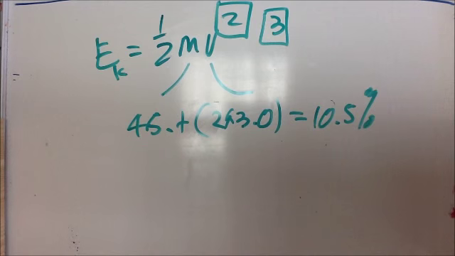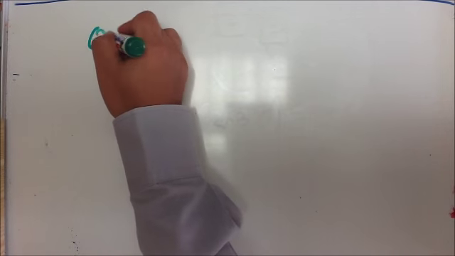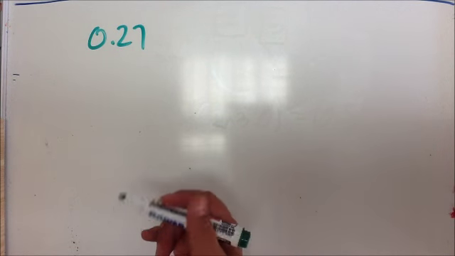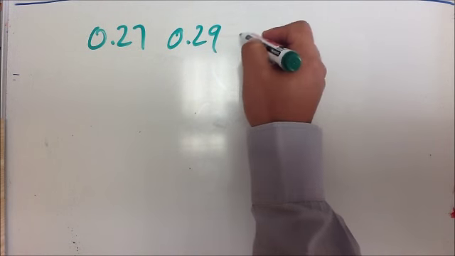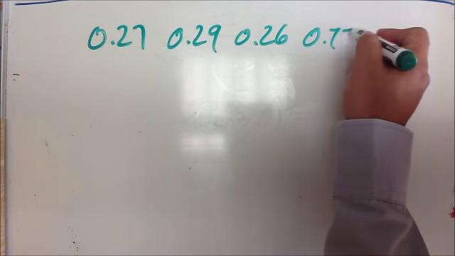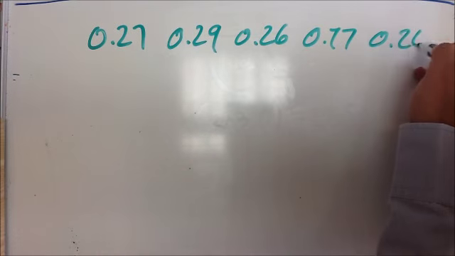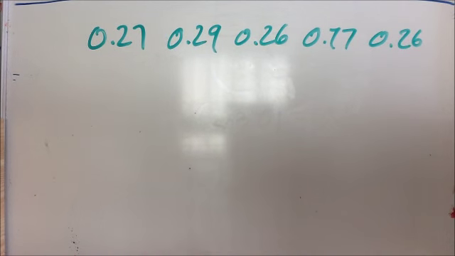We've spoken about adding uncertainties. We've also thought about the relative uncertainty. Now, taking the relative uncertainty of a measurement only really applies if it is a single measurement. If you have a range of data points, then you need to do something slightly different. Let's consider, if we've got 0.27, and here we're talking about measurements in millimeters, 0.29, 0.26, 0.77 and 0.26.